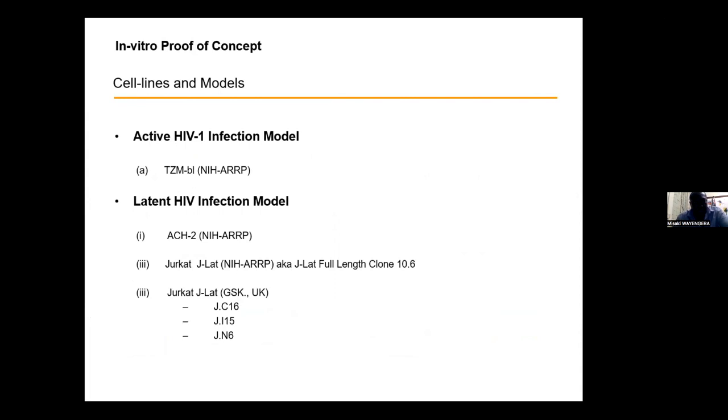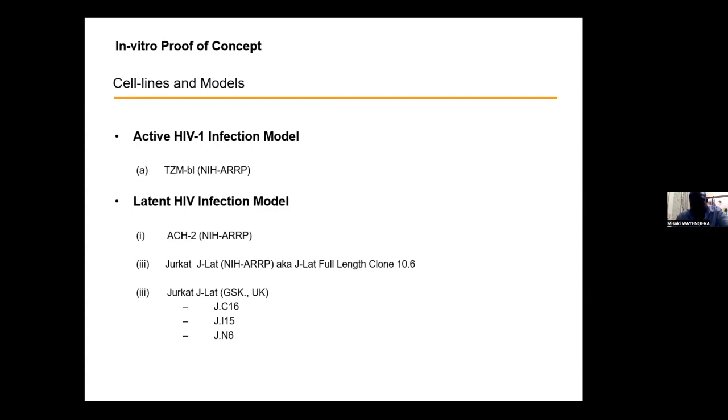So in order for us to obtain in vitro proof of concept, we had to use cell lines, and we use different cell lines. For the active HIV infection, we use the TZM-BL cell line acquired from the NIH Research Reagent program. This TZM-BL cell is special in the sense that it contains a luciferase marker. It contains a luciferase gene, which is activated when the cell gets infected with HIV.